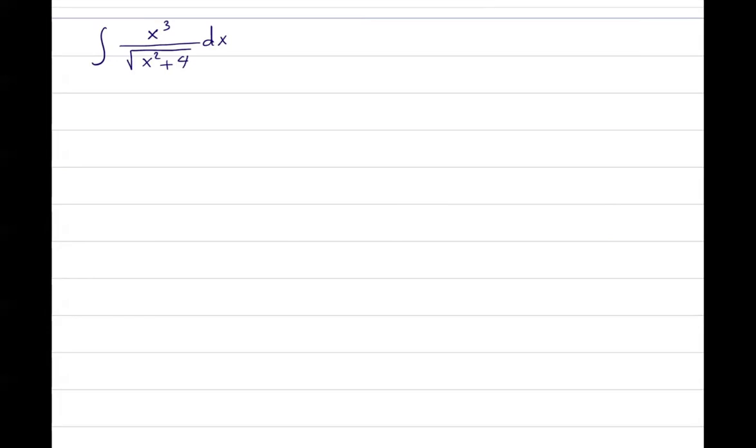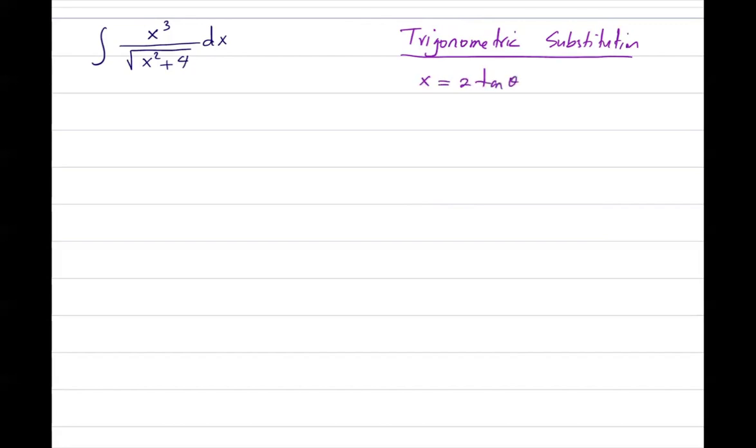The trig substitution that we're going to use is tangent. But to simplify the quantity inside your radical, tangent itself doesn't work. It needs to have a coefficient. So, trigonometric substitution. We're going to use x to be 2 tangent theta.